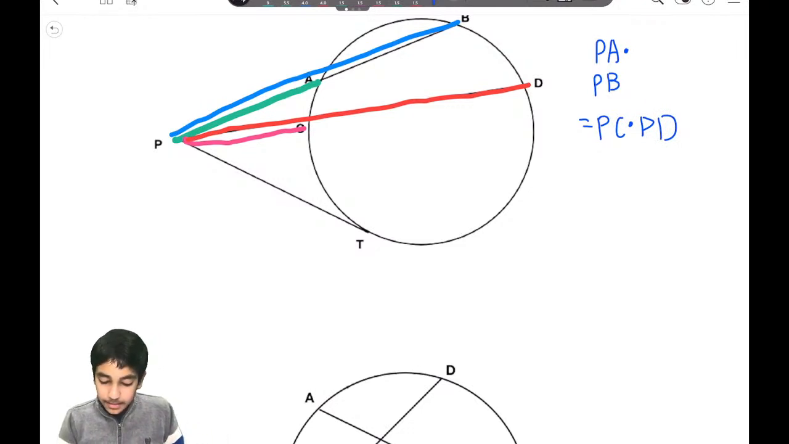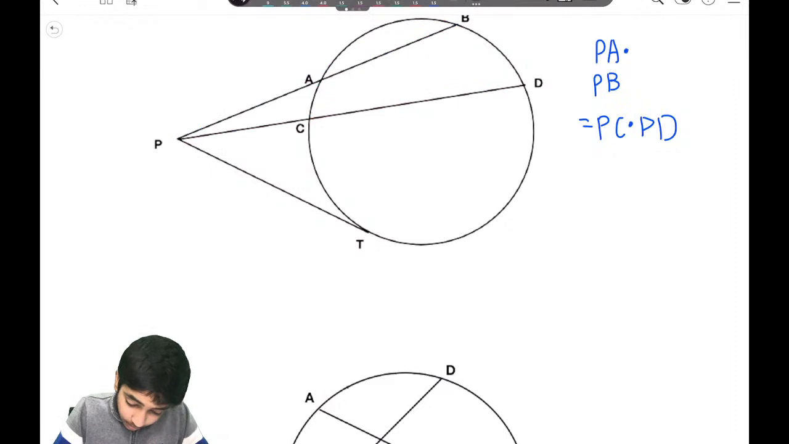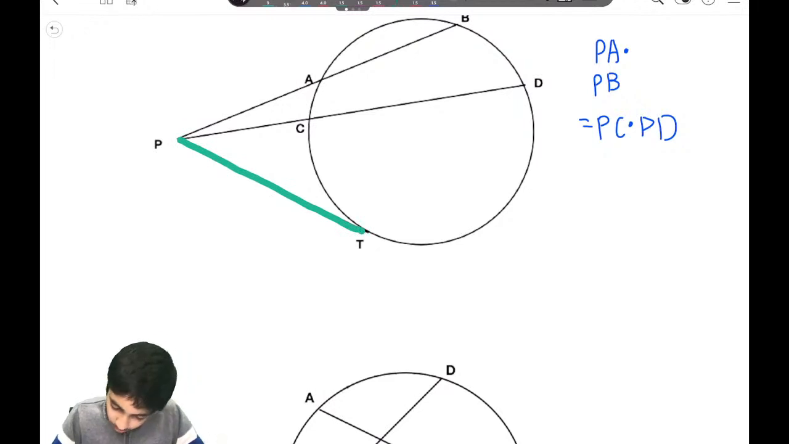And we can see that PA times PB is PC times PD. Very powerful property. And basically, also we know that this quantity is also going to be equal to PT squared. So it's also equal to PT squared.